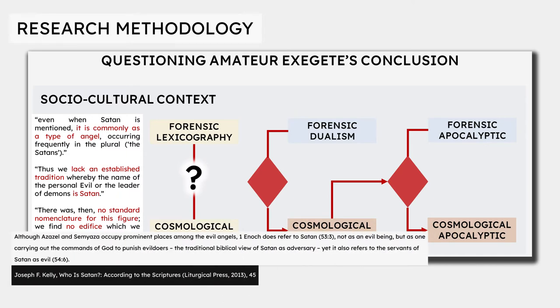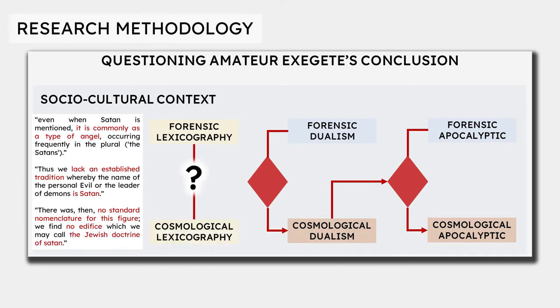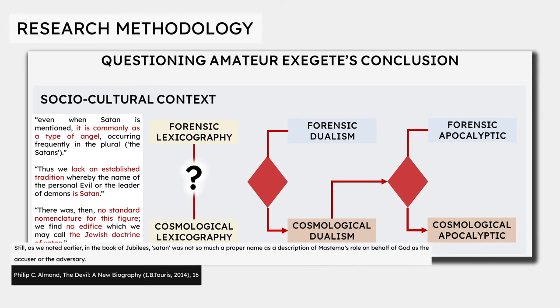Joseph Kelly notes, quote, "First Enoch does refer to Satan, chapter 53, verse 3, not as an evil being, but as one carrying out the commands of God to punish evildoers, the traditional biblical view of Satan as adversary." End quote. Philip Armand writes, quote, "In the Book of Jubilees, Satan was not so much a proper name as a description of Masthema's role on behalf of God as the accuser or the adversary."